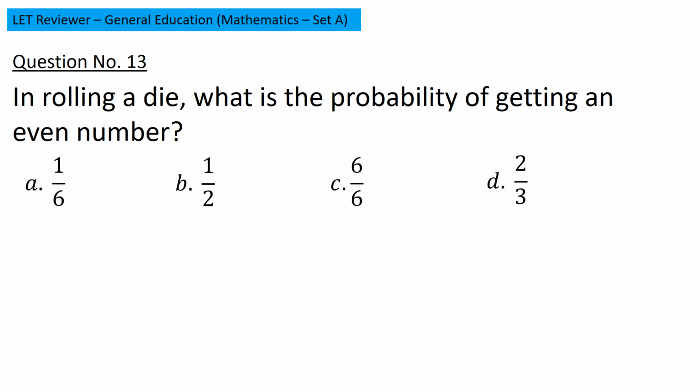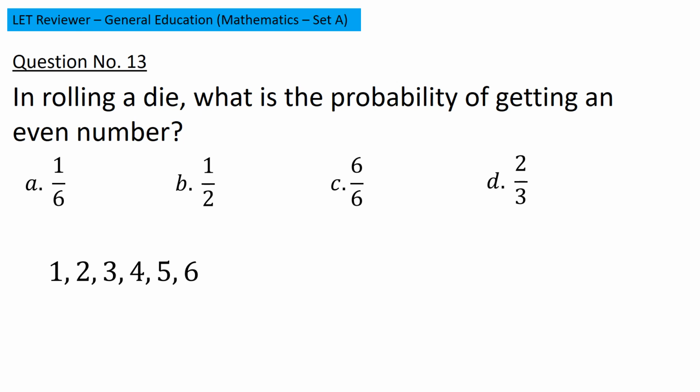For question number 13, in rolling a die, what is the probability of getting an even number? A, 1 over 6, B, 1 over 2, C, 6 over 6, or D, 2 over 3. So kapag nag-roll daw tayo ng die or dice, ano daw yung chance na makakuha tayo ng even number? So sa die or dice, meron tayong 6 numbers or yung 6 na pwedeng posibleng lumabas kapag nag-roll ka. It could be 1, 2, 3, 4, 5, or 6.